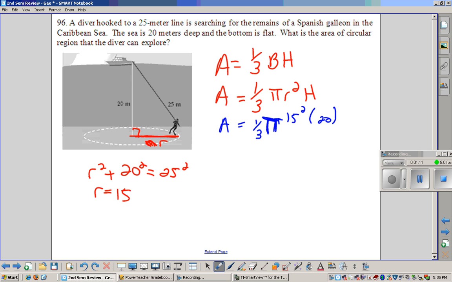Okay, so do a little bit of calculating. 15 squared is 225, times 20, times the third, times pi. And let's see what we got here.